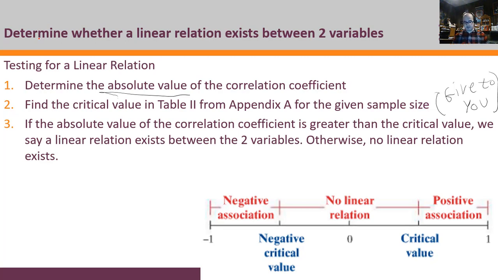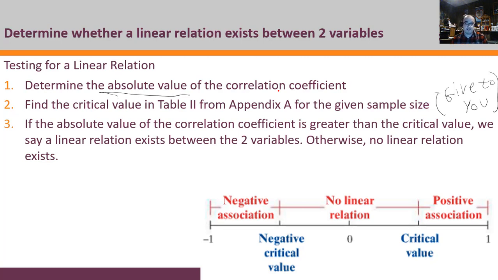When it comes to determining if we do have a linear relationship, we could test that using this process. So we first need to find the absolute value of the correlation coefficient. Although if it's already positive, like this last one was, finding the absolute value of the correlation coefficient is still going to be positive anyway. We want to then find the critical value in Table 2 from Appendix A for the given sample size.